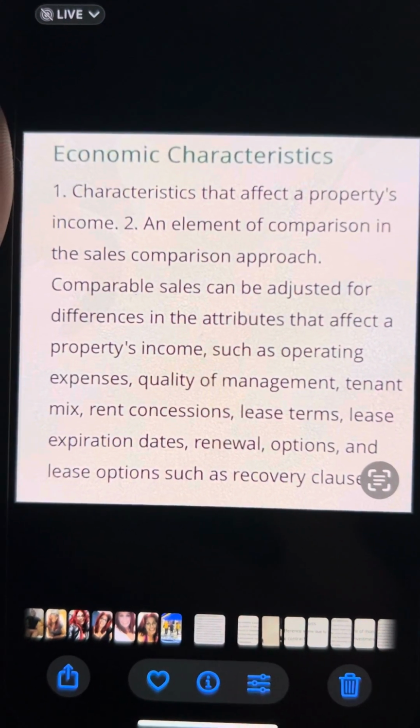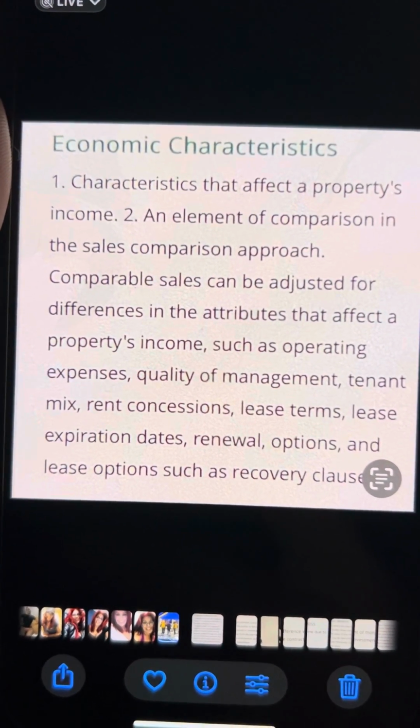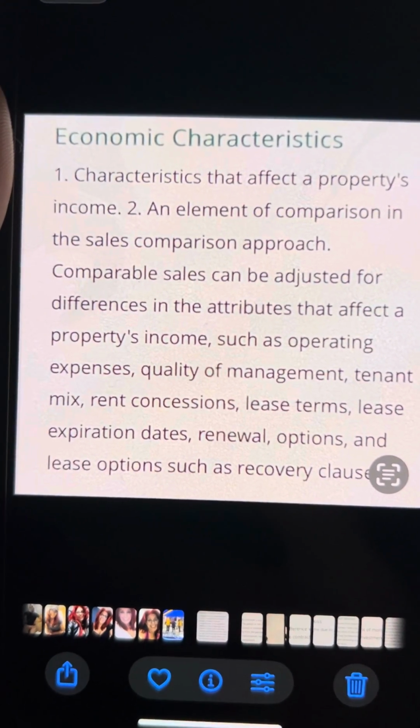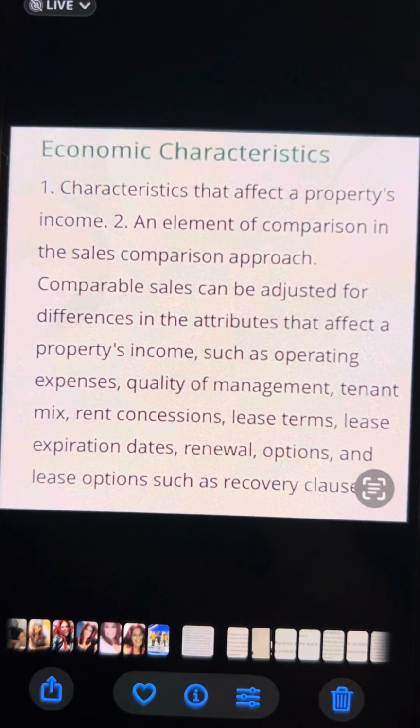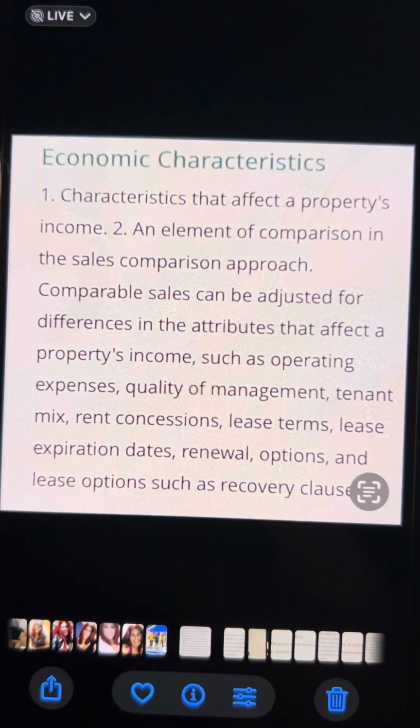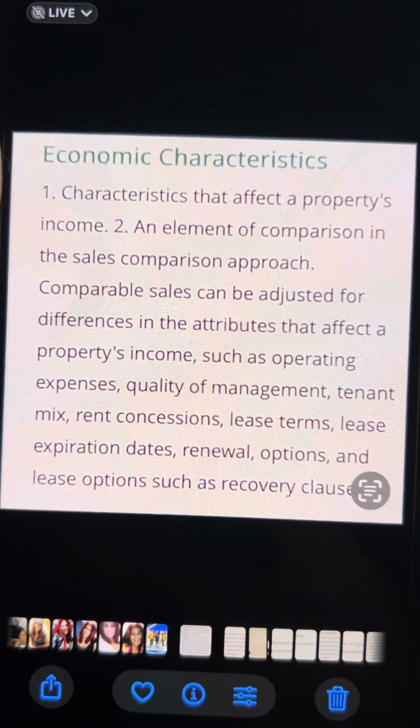Licensed real estate appraisal exam prep. Income approach flashcards. Number 1. Characteristics that affect a property's income.